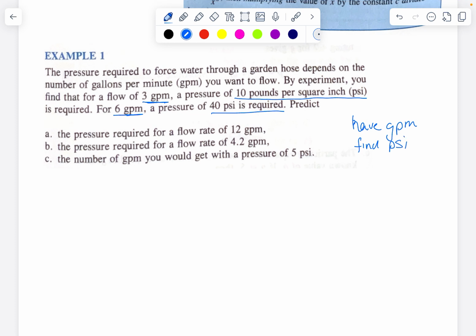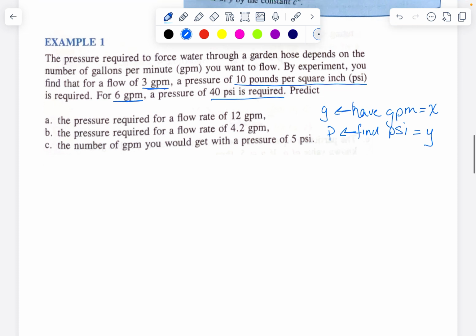So I'm going to say that my psi is that dependent variable, because the psi is dependent upon what gallons per minute we have. So to get the gallons per minute we have, we want to find the psi. I'm going to say my independent is x, and that is the gallons per minute, and my psi is y. Now, if you're looking in the book, they gave these different letters, and they called this one P and they called this one G, but it is independent and dependent variables. You can name them however you choose.